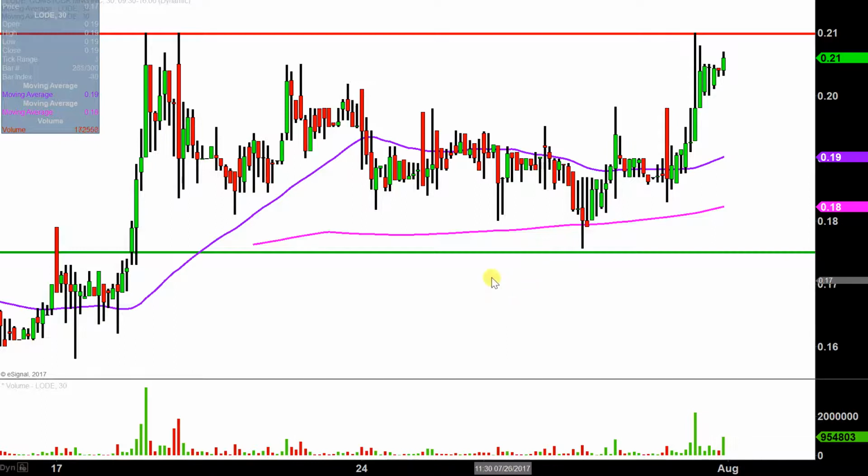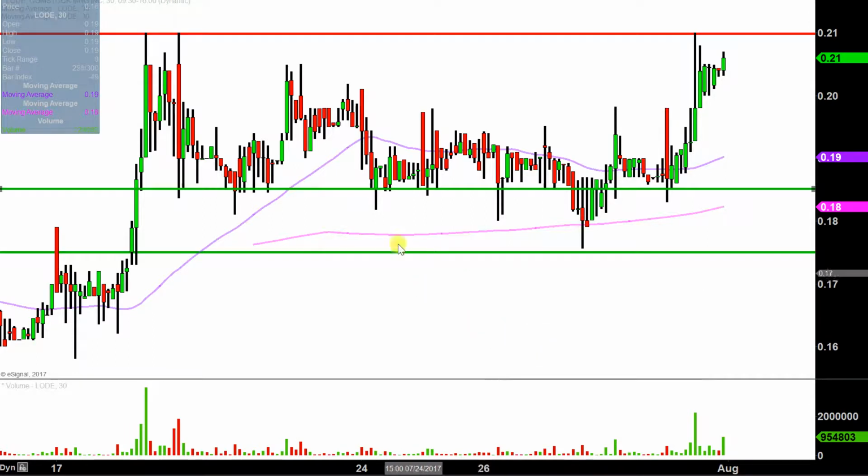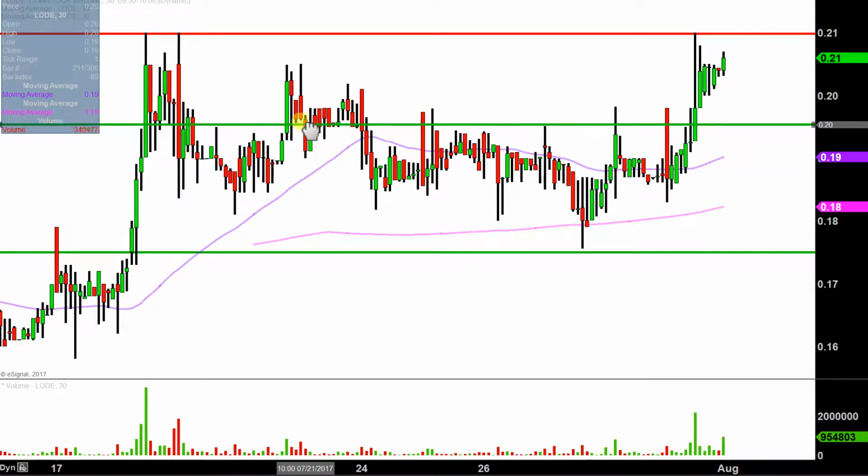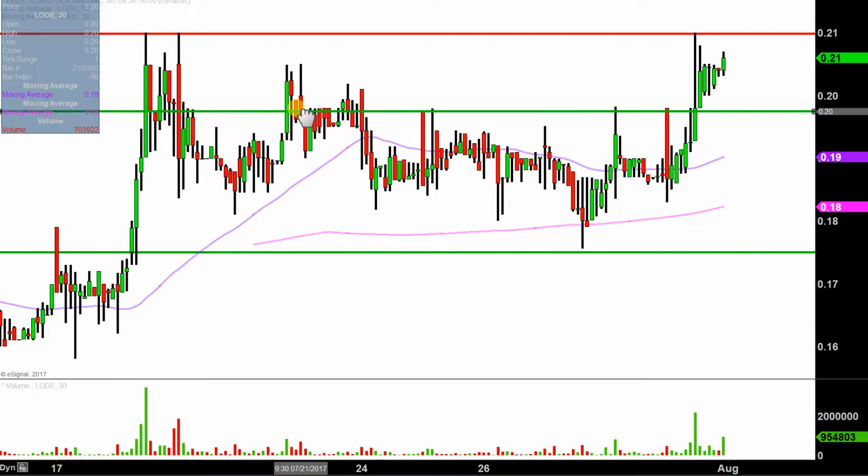In terms of levels of support, you still have the overall one down here at 17.5 cents, which isn't really relevant anymore given where the price currently is. But I'll still leave that down there to kind of just represent the overall chart pattern that's taking place. But more so, a nearer-term level of support at this point in time is going to be right here at the 20-cent mark.